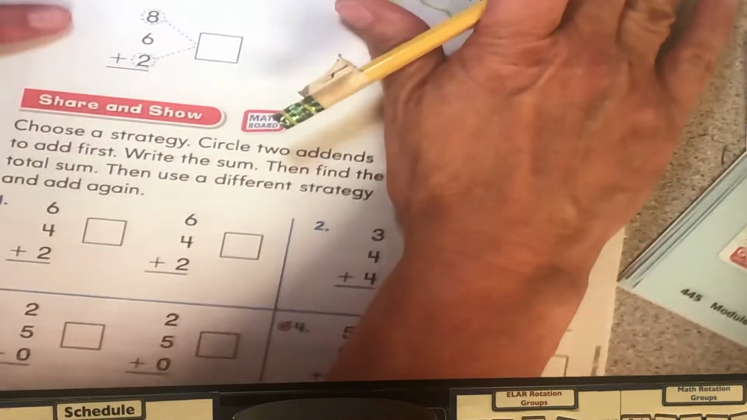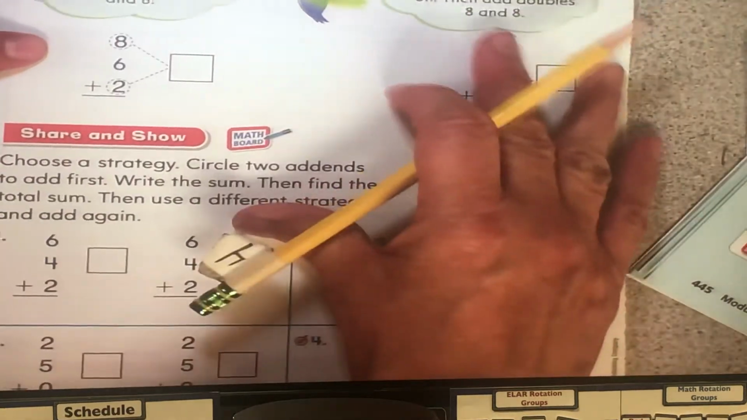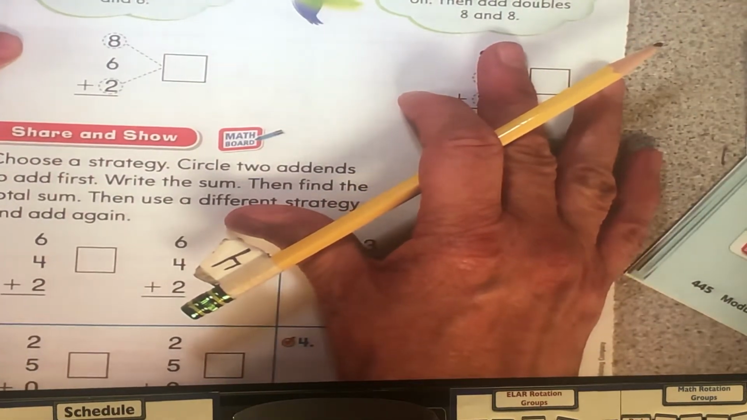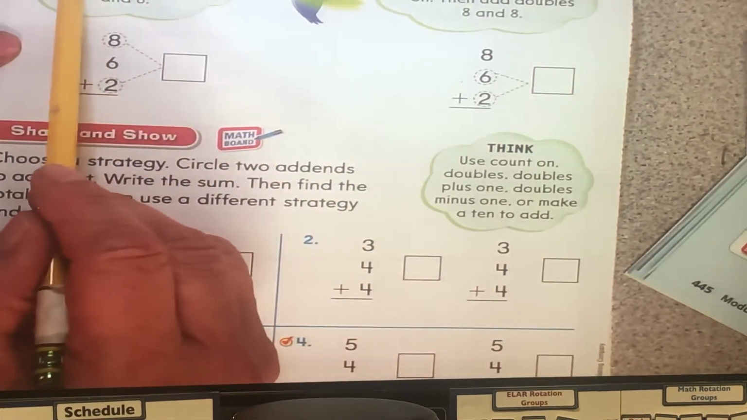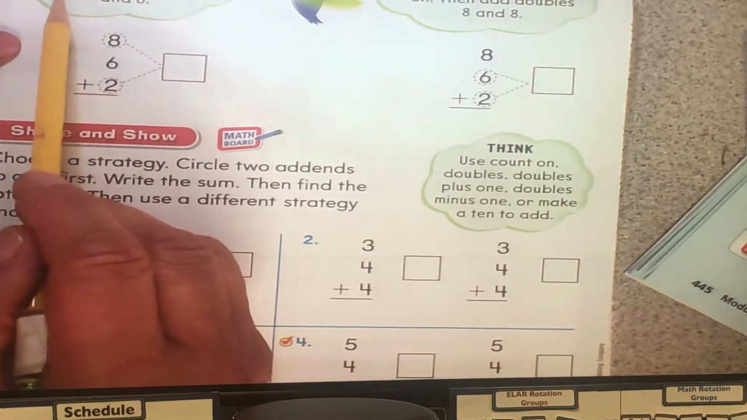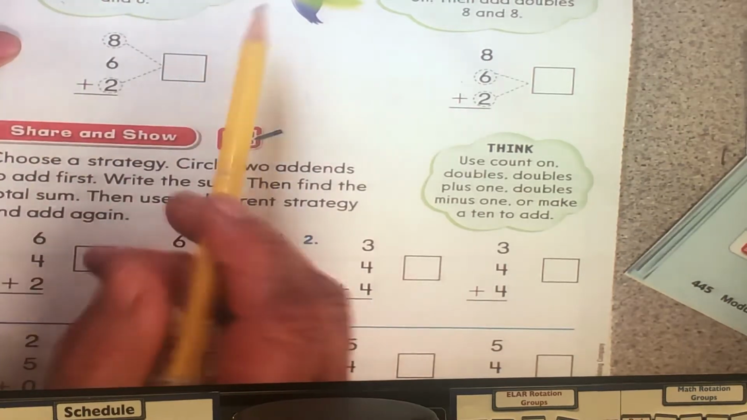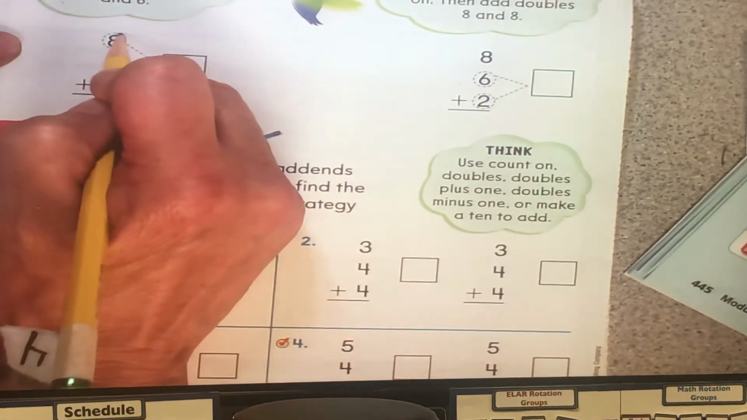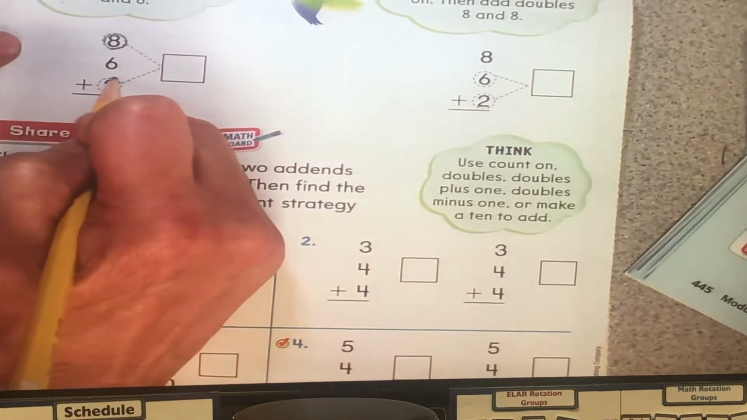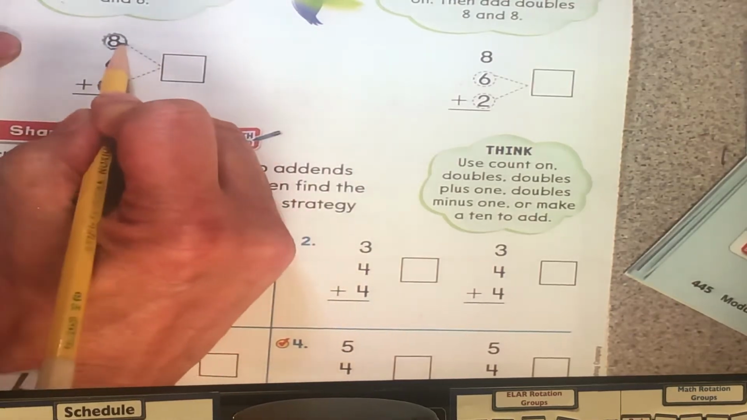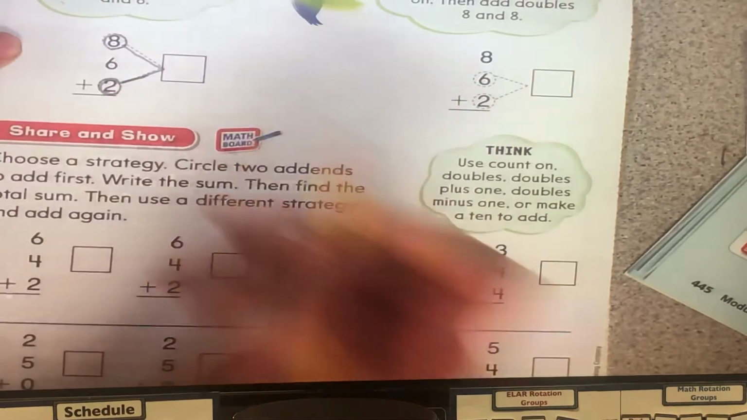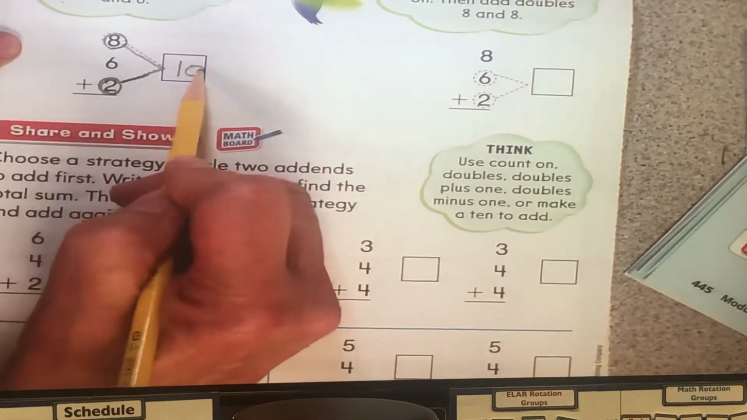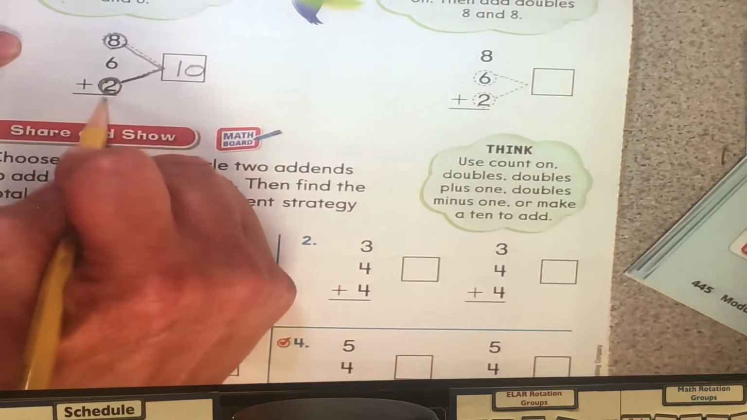Page 446. There we go. You can group the add-ins in any order and in different ways to find the sum. Add 8 and 2 to use the strategy to make a 10. That's what I told you. That's one of my favorite strategies. And then add 10 and 6. So that's what they did here. 8, and they circled theirs so they knew which ones they were doing. Plus 2 equals 10. That makes it a little clearer.